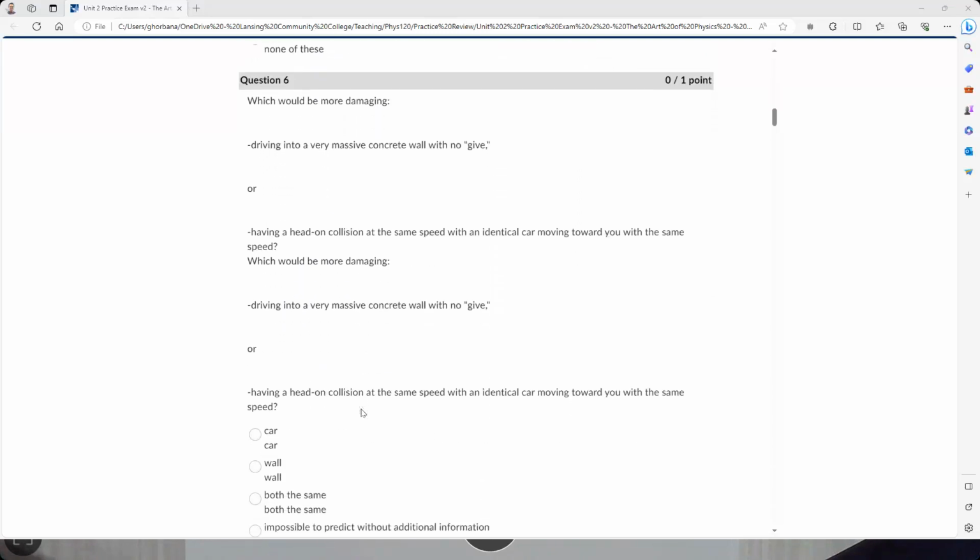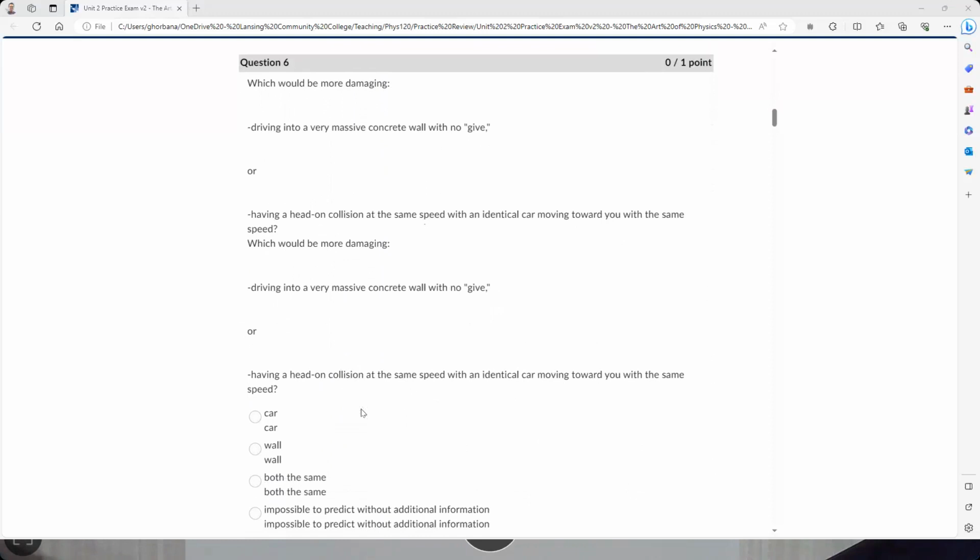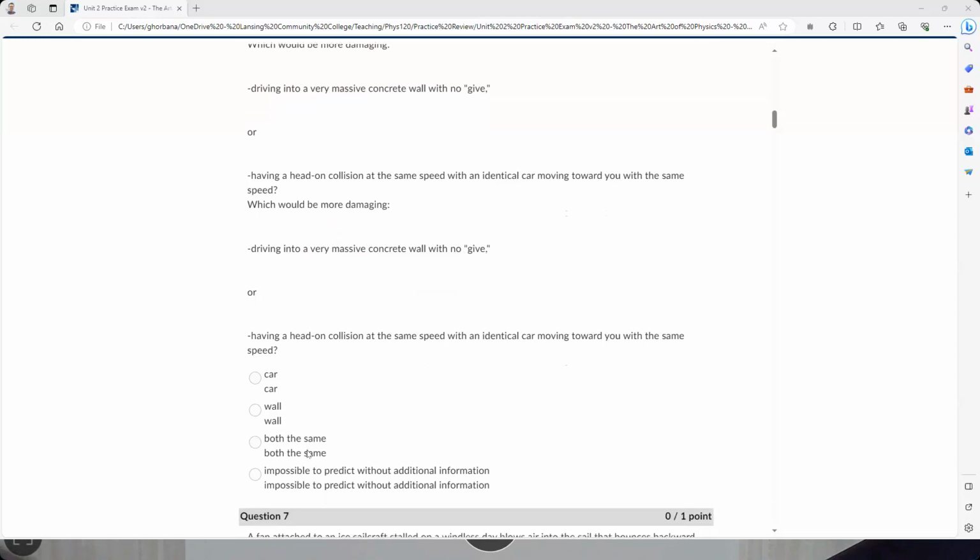Okay, question number 6. I don't know why this printed 2 times, but which would be more damaging? Driving into a very massive concrete wall with no give, or having a head-on collision at the same speed with an identical car moving toward you with the same speed? Which would be more damaging? So which one? Car, wall, both the same, impossible to predict.